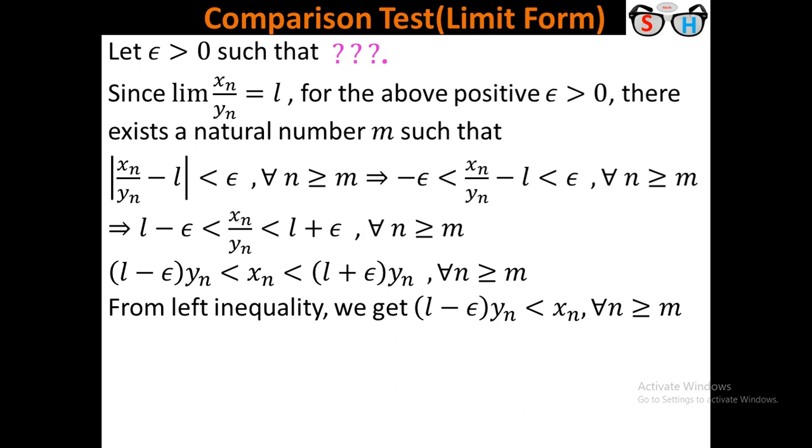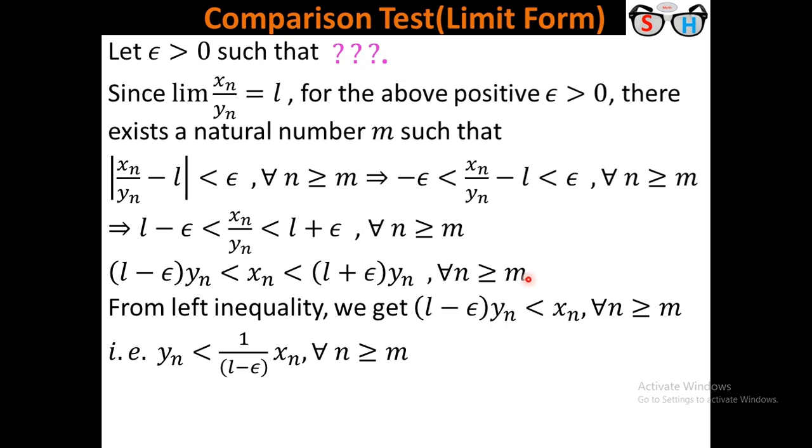Here actually now I divide by L minus epsilon on both sides. If L minus epsilon is negative, then the inequality must be changed. If L minus epsilon is positive, then it will be unchanged. So here we take L minus epsilon positive. That is, 1 over L minus epsilon, yn is less than xn for all n greater than or equal to m.